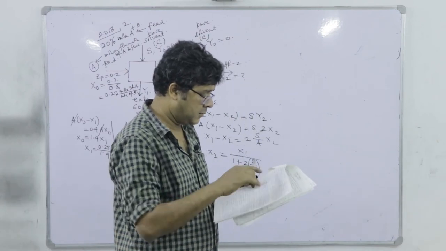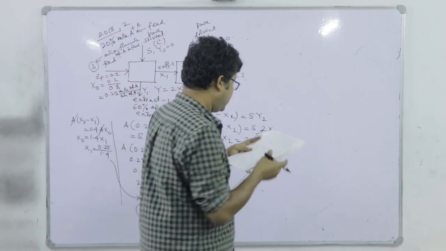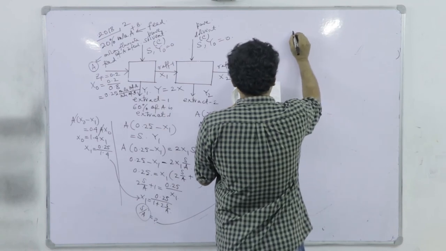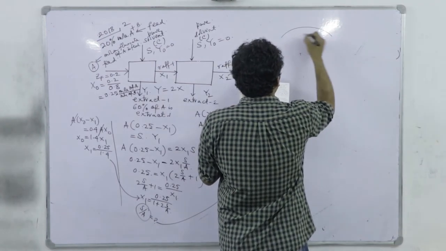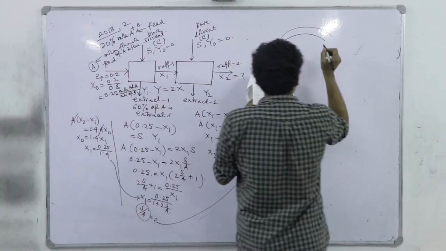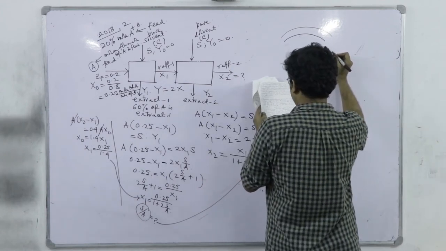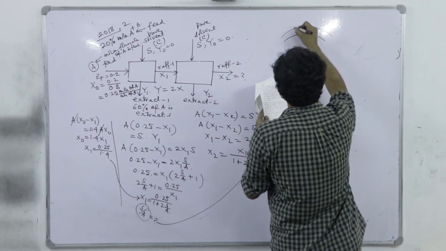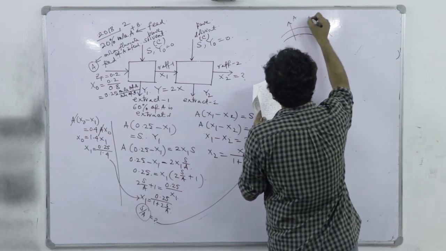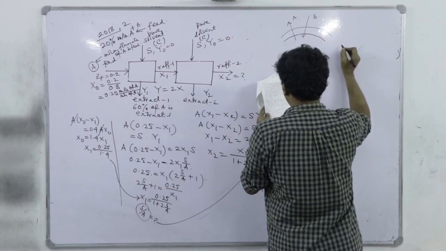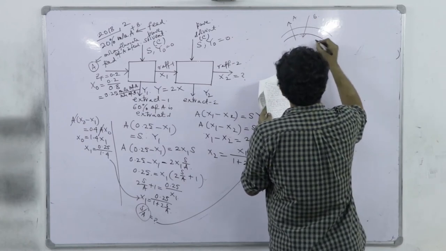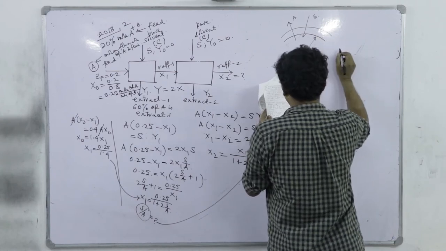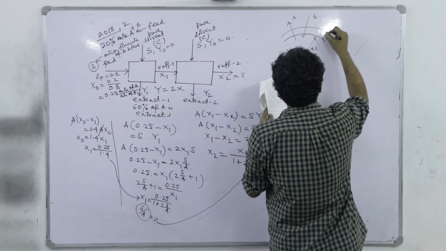This is a difficult problem. This is not a GATE problem. Equimolar counter diffusion of A and B occurs through a spherical film, of inner radius Ri and thickness delta.